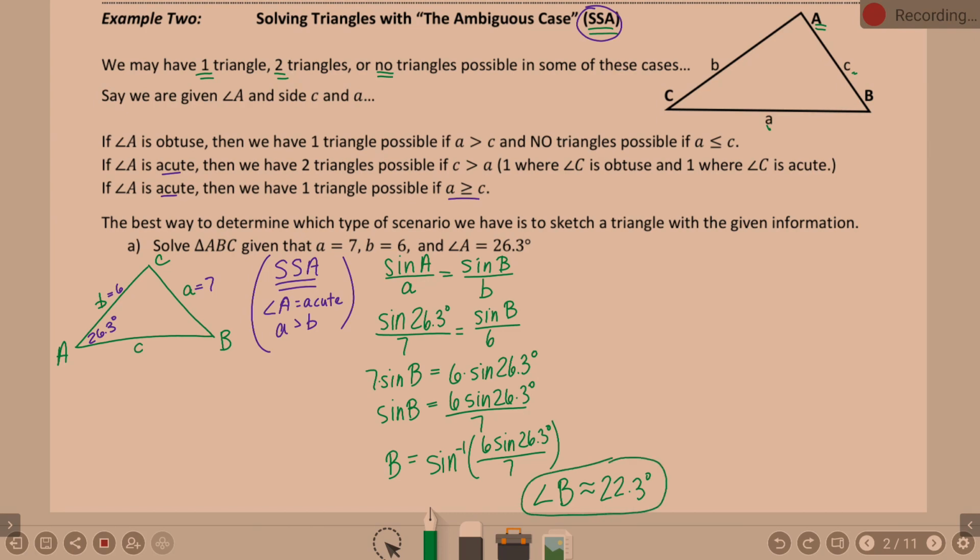Now, are we getting the calculators to work? I didn't put mine up on the screen. I 100% encourage you to try this. Don't wait until it's too late. And it's big B. I just threw an angle sign in front of it to differentiate. So we found angle B.